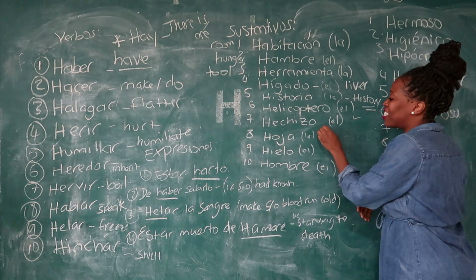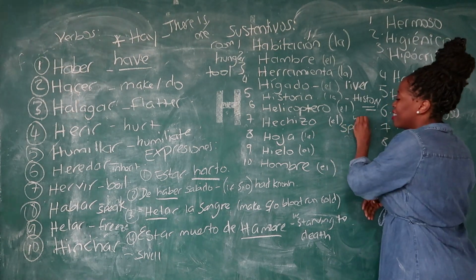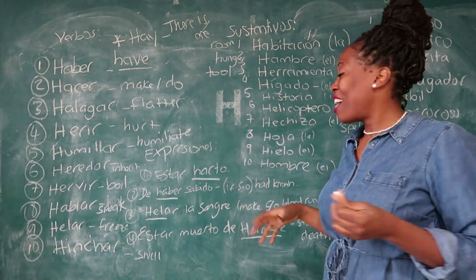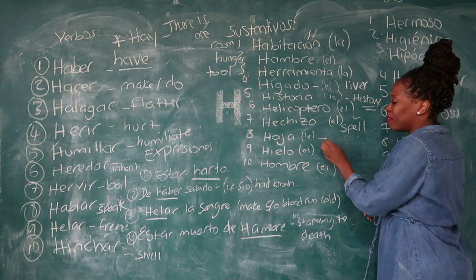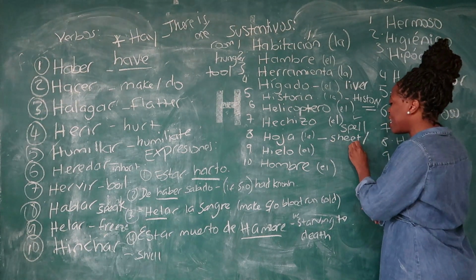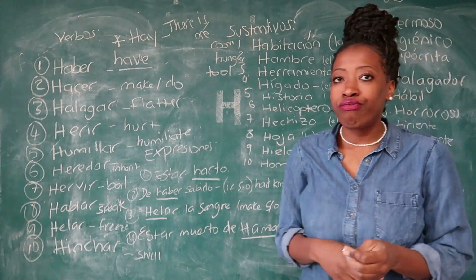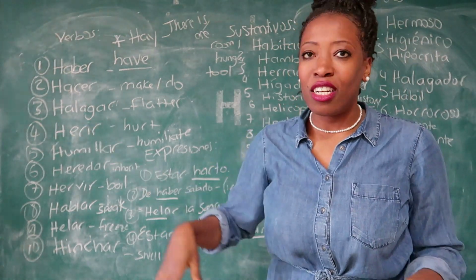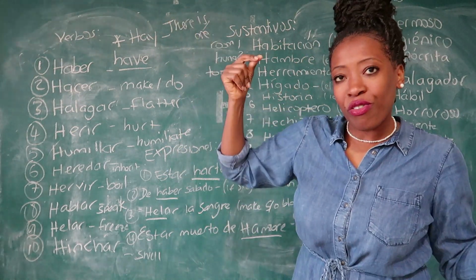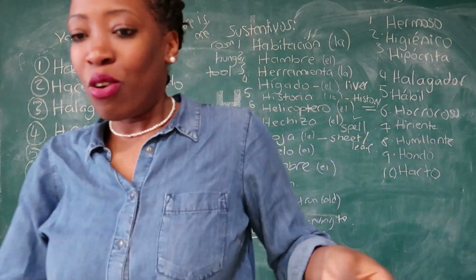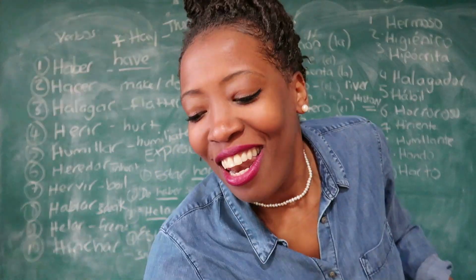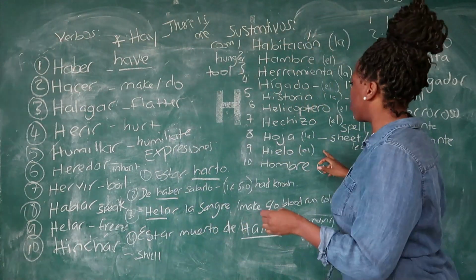Hechizo, which is el hechizo is a spell. Put a spell on me. So a spell, un hechizo, okay? Right. Hoja, I like that. Is either a sheet, so a sheet of paper, or it's also a leaf from a tree. Mira, hay muchas hojas en el suelo. Look, there are lots of leaves on the floor. So hoja, fall from the tree, or a piece of paper. So this would also be una hoja, okay? Love that for you.